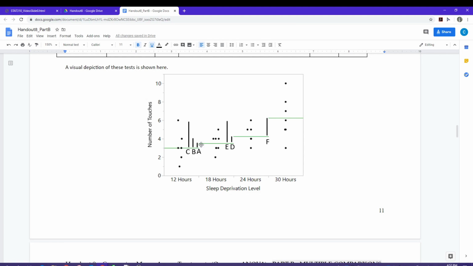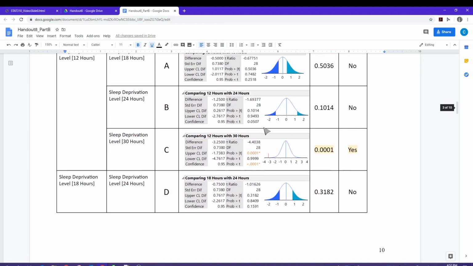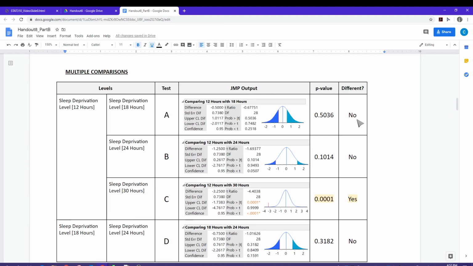Now that difference here is pretty small, pretty insubstantial. So over repeated sampling, I probably cannot say that 12 and 18 are different from one another. And indeed, that's what the p-value is doing up here. It's saying, no, those are not different than one another.